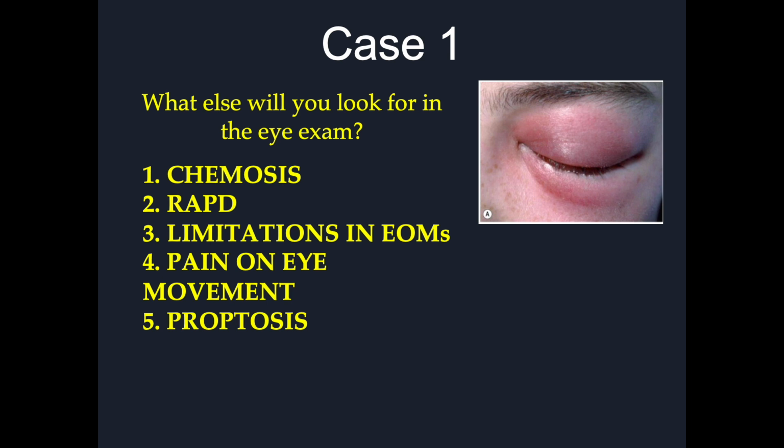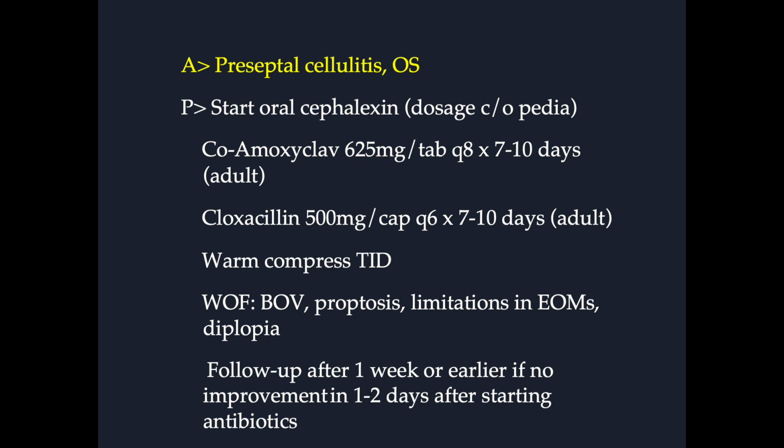So in this case, you need to watch out for some chemosis, an RAPD, limitation in extraocular movement, pain in eye movement, and the presence of proptosis. And if none of those were present, then we could diagnose this patient with preseptal cellulitis. So this is an infection, and if there's more posterior involvement, in which case the optic nerve or even the extraocular muscles get involved, then we would have an orbital cellulitis.